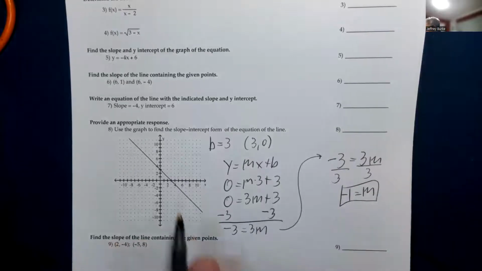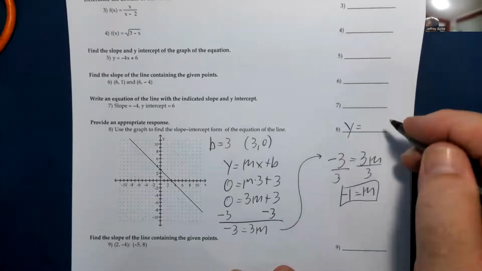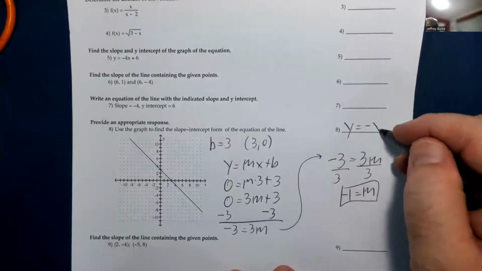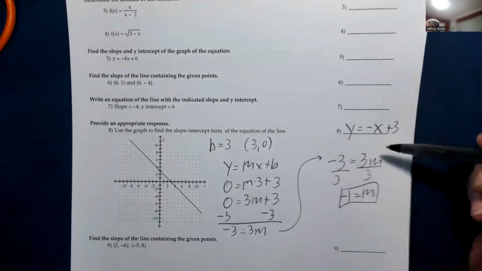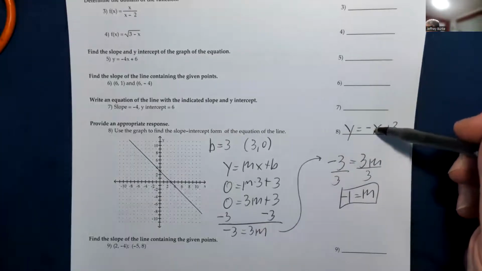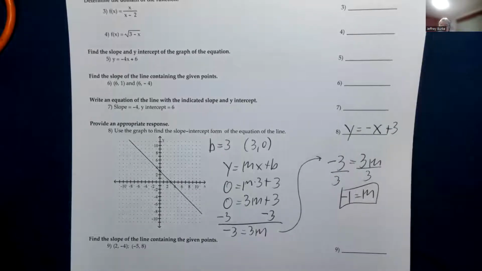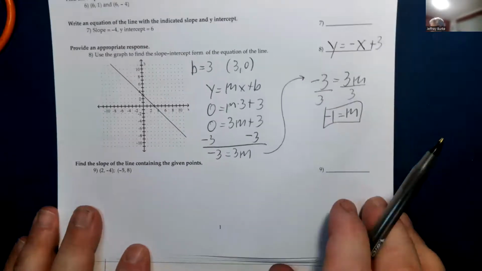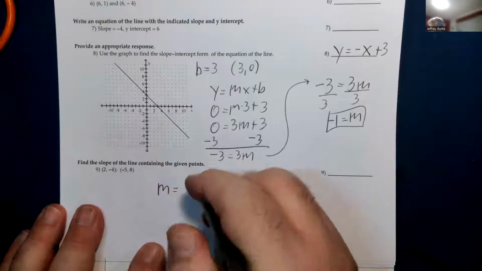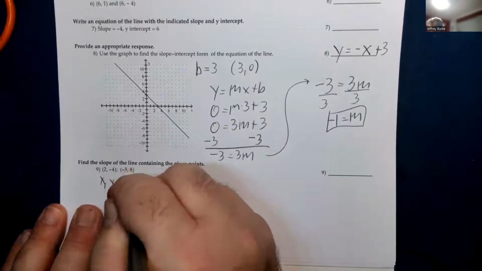And finally, if I'm going to write the equation of the line in slope-intercept form, I'd write y equals -x plus 3, and I'd have the equation of the line. If you put a 1 here, that would be perfectly okay. It's just not the custom to put the 1 as it is not needed. Let's go ahead and take a look at question 9. So let's find the slope of the line containing these given points here. We're going to use the slope formula on this one again. Here's my x1, y1, my x2, y2.